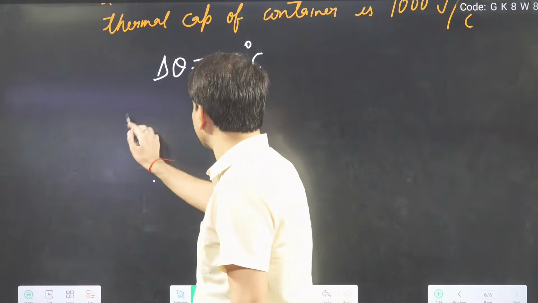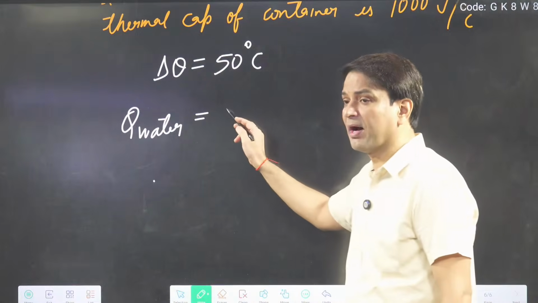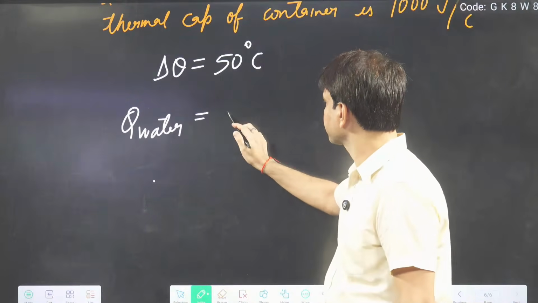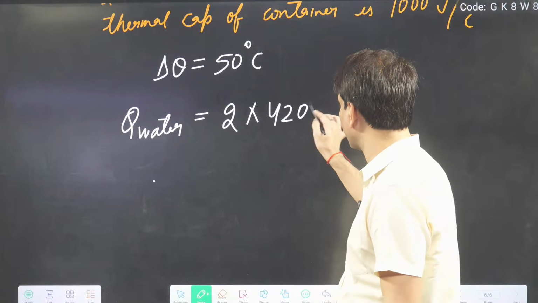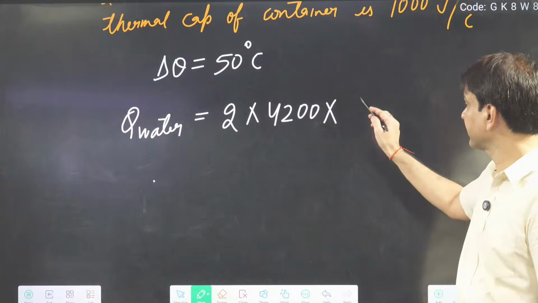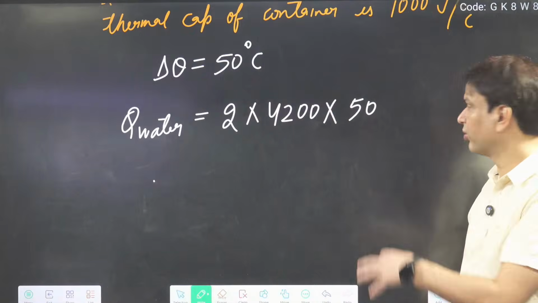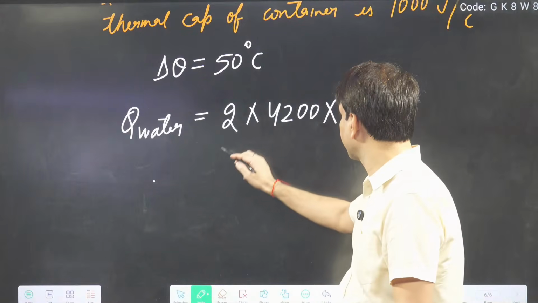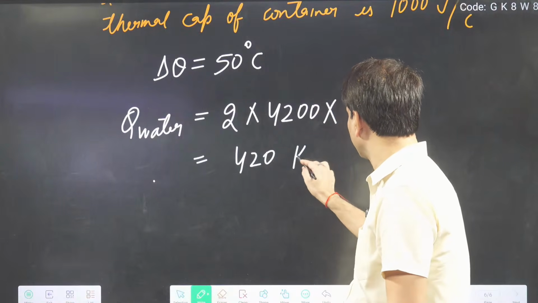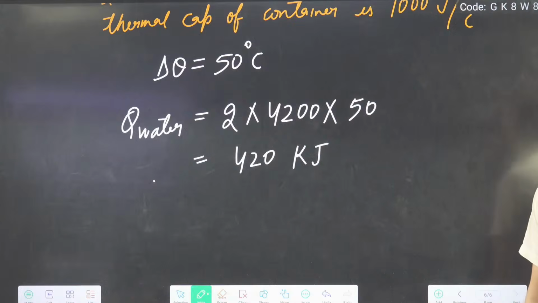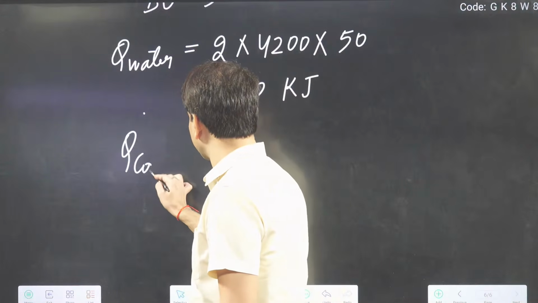Now the heat absorbed by the water. If I am writing the heat absorbed by the water, what is the mass of water? 2 kg. Since I am using the mass in kg, then specific heat I will put 4200, into delta theta, which is 50. This 1000 I am putting as kilo. So then what will I get? 5 twos are 10, and then here 420 kilojoule. So the heat absorbed by the water is 420 kilojoule.